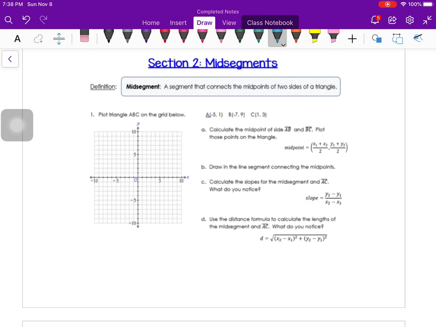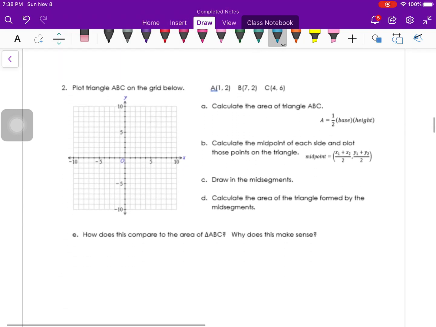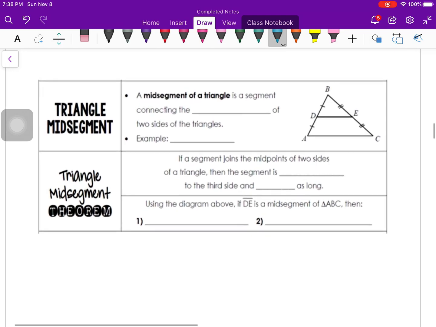Welcome to Unit 3B, Triangles. This is Section 2 on midsegments. Okay, we are going to do this part in class, so I want you to skip down to this part.